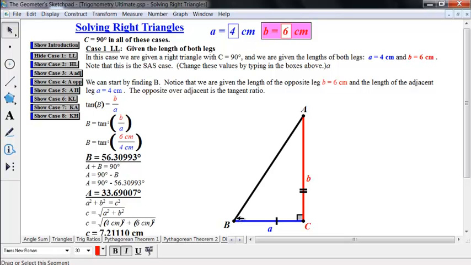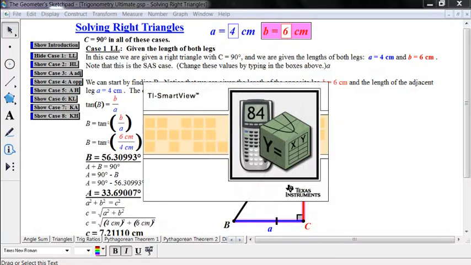Now, if we're going to try to find angle B, look what we have. We have the opposite side and the adjacent side. Opposite and adjacent, that ratio is tangent. So we know the tangent of angle B is the opposite over adjacent, so that's B over A. And so the angle B is then the inverse tangent of B over A. So that's 6 centimeters over 4 centimeters. And do the inverse tangent of that, and we get 56 point something degrees.